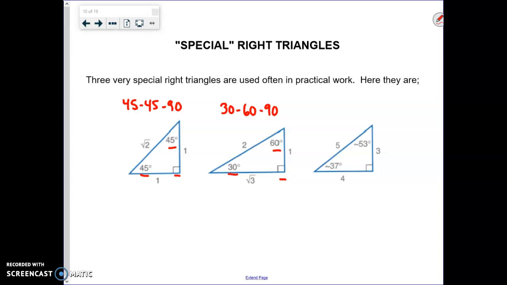And then finally, this last one is not named by its angles, it's named by its sides. And the reason is that, in whole numbers, it has the smallest sides that you can put together to form a right triangle. It's called a 3, 4, 5 triangle. And we'll talk about that later on.